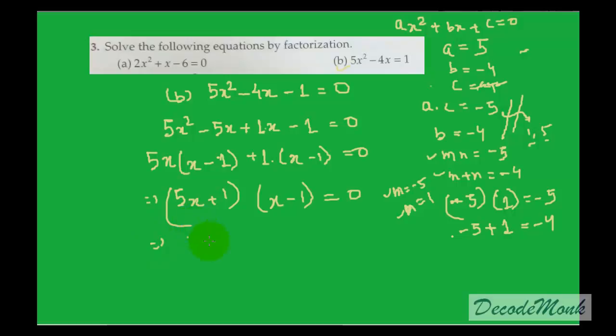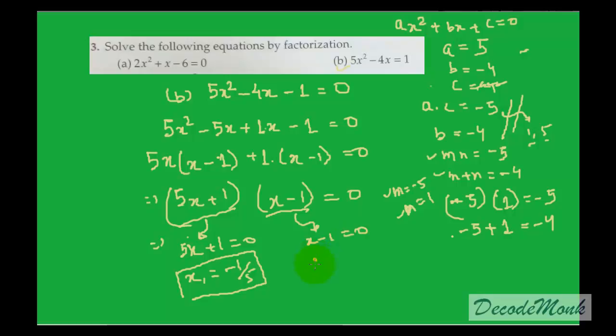This will give you either this factor is equal to 0 or this factor is equal to 0. First of all, taking 5x plus 1 equals 0, this will give you the first solution, x equal to minus 1 upon 5. Then x minus 1 equals 0 gives x2 equal to 1. So these are the two solutions to this quadratic equation: minus 1 upon 5 and 1.